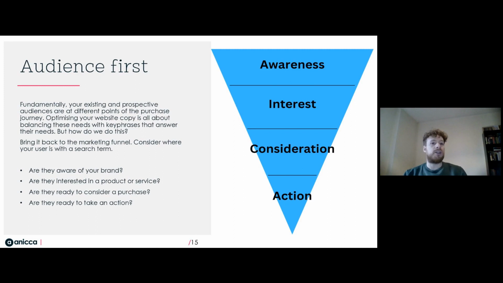So a good way to think of it is just to ask yourself some questions too. Are they aware of your brand? Are they interested in a product? Are they ready to consider a purchase? Are they ready to take an action? Asking yourself these questions can be really, really valuable at just putting yourself in their shoes. Because I think often day to day, we think, all right, we need to create this, we need to do this, we need to do that. But you don't often take the time to think of what they need. So it's all about that human experience.